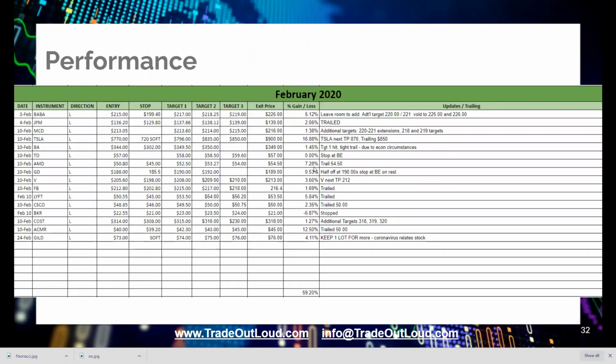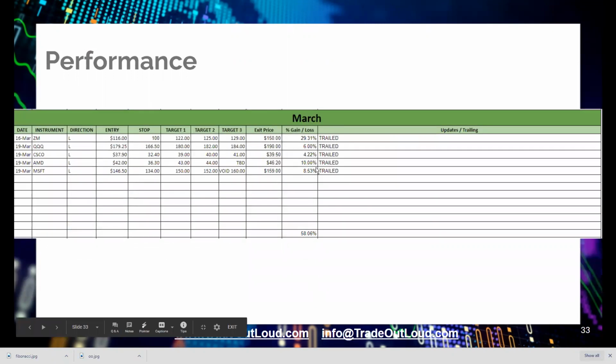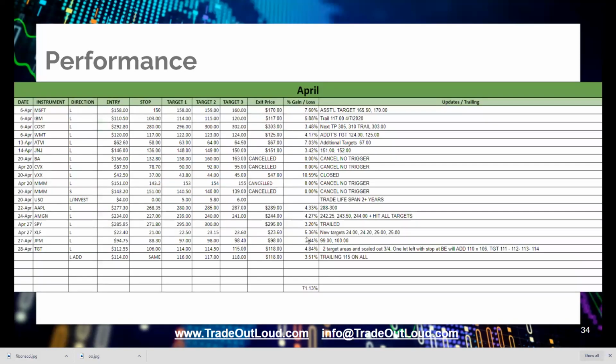The month of February, not 100% batting average. We had a loss right here. We had one loss, but nonetheless, we ended with 59.2%. The month of March was very volatile, very active for day trading, but it was not very active for swing trading. So you can see that we had very specialized stocks that we focus on. These are our COVID-proof stocks right here. But we ended the month with the same 58.6%.